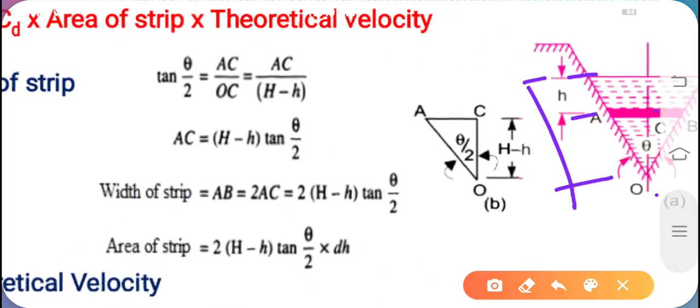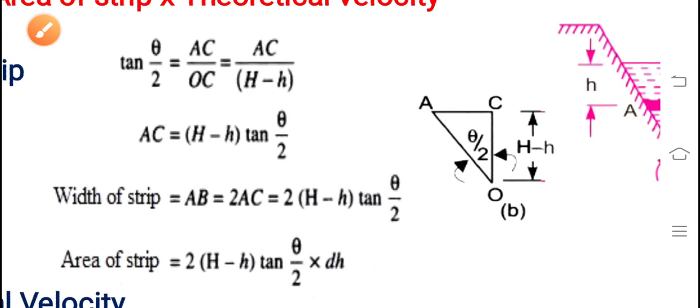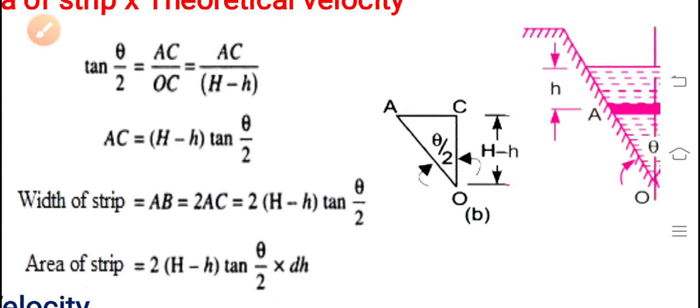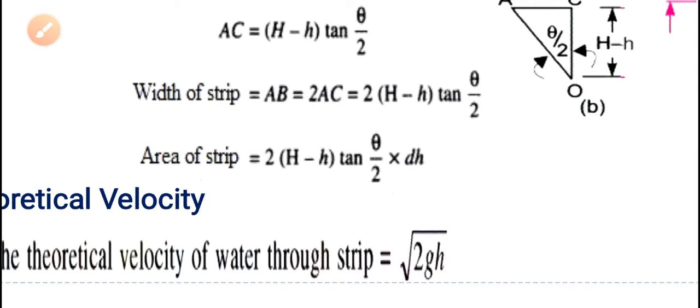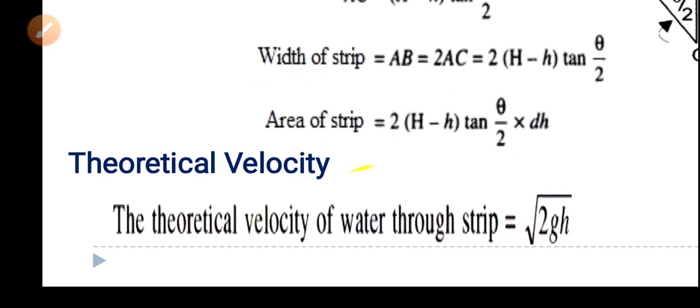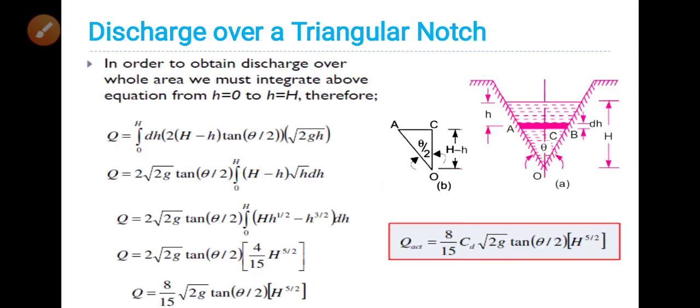Therefore, AC is equal to H minus h tan theta by 2. The width of the strip AB is equal to 2 times AC, which is equal to 2 into H minus h tan theta by 2. Therefore, the area of the strip is equal to 2 H minus h tan theta by 2 multiplied by dh. The theoretical velocity of water through the strip is equal to root 2gh.